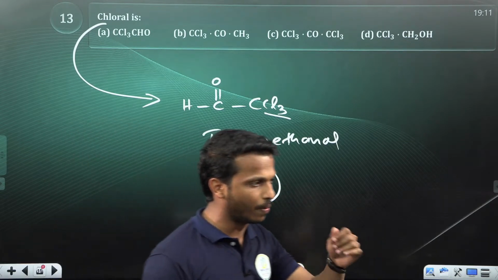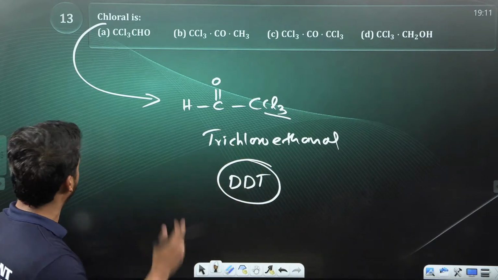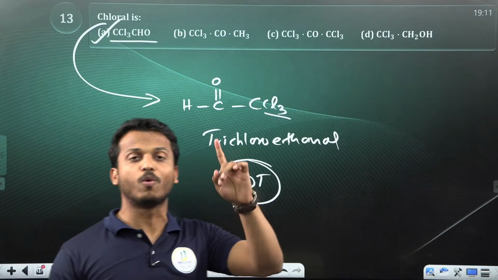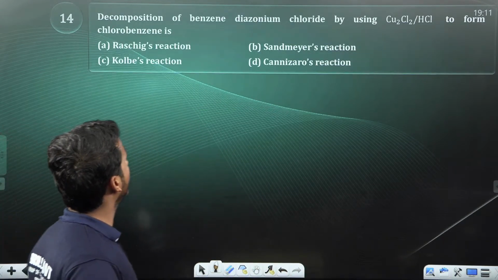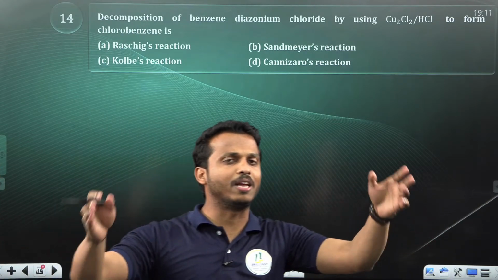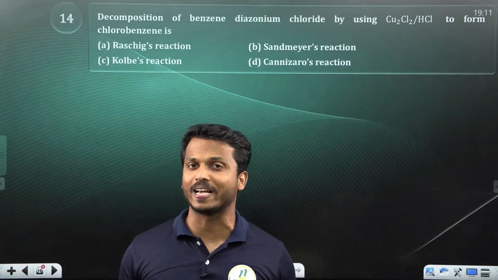Very good. So that's the preparation of DDT. So the answer is which one? CCl3CHO is called chloral. Next question, decomposition of benzene. Very simple reaction. Even these types of questions are repeatedly asked in your JEE exam, my dear.